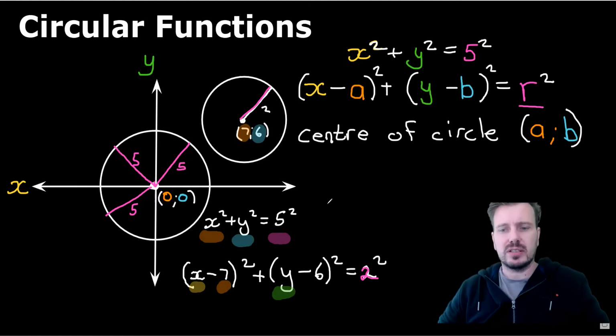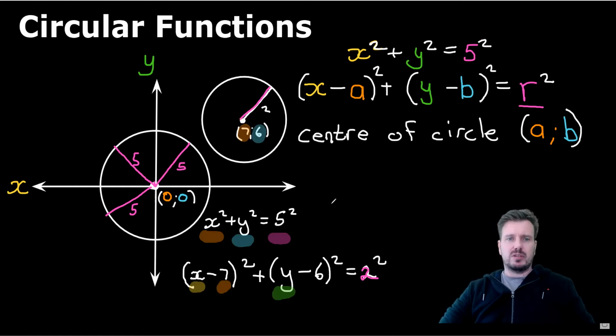Okay, so that is the circular function, the general format. Now, I'm going to stop the recording there and we can go into specific examples. But when you're given (x minus a) squared plus (y minus b) squared equals r squared, we now know that a and b are the center of the circle and the r is the radius.